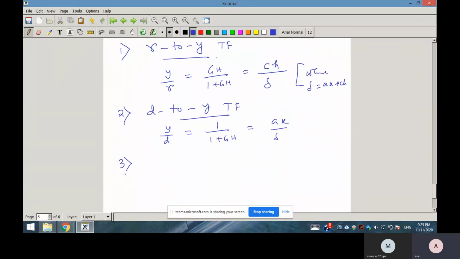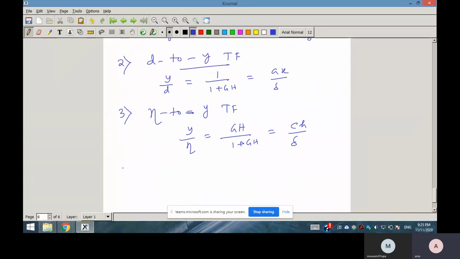And then third is eta to y transfer function. That means your noise, how much noise amplification will be there. So that will depend on this transfer function. So y by eta transfer function is GH divided by 1 plus GH. It is same as R to Y. But the difference is R is a low frequency signal, but eta is a high frequency signal. So this is equal to CH by delta. You can easily see.